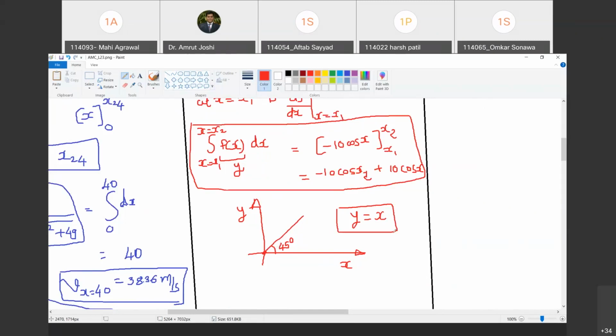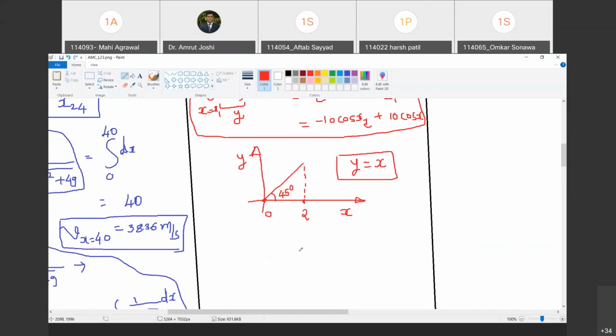Yes, sir. Okay. Now tell me, from 0 to 2, if I plot this line from x equal to 0 to 2 units, and if I integrate y dx from 0 to 2, what do I get? Chalo. What is y? Y is x itself. So what is the integration of x dx? X square by 2. Do you agree with me? Yes, sir. So x square by 2 within the limits 0 to 2.